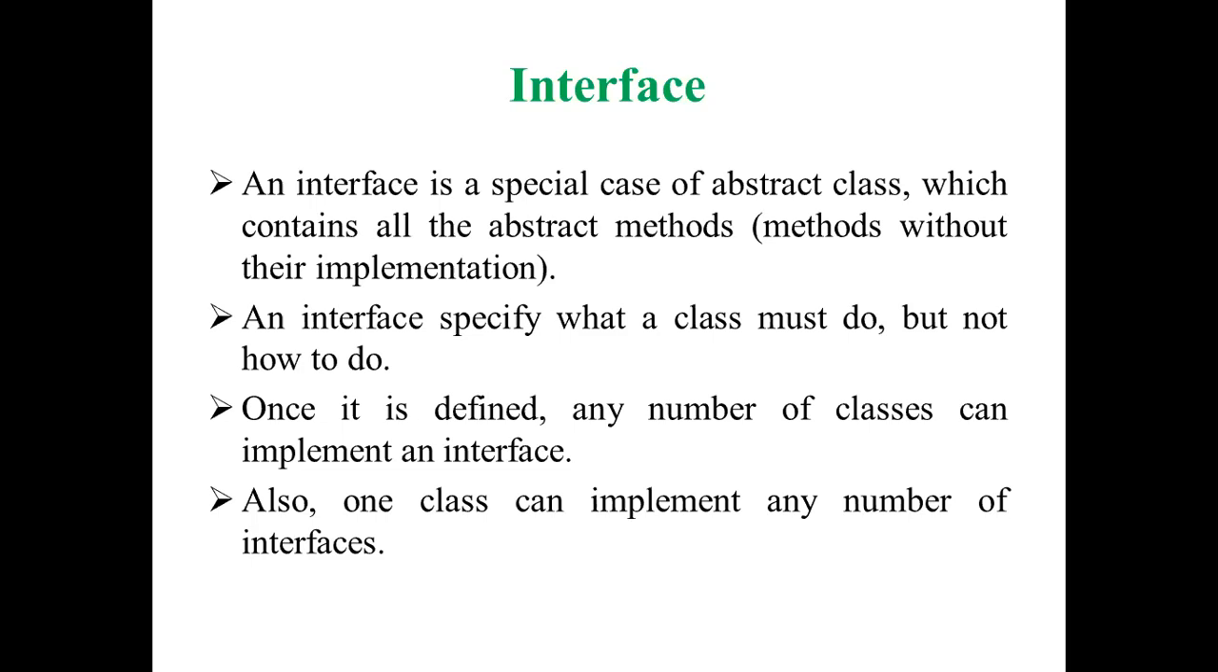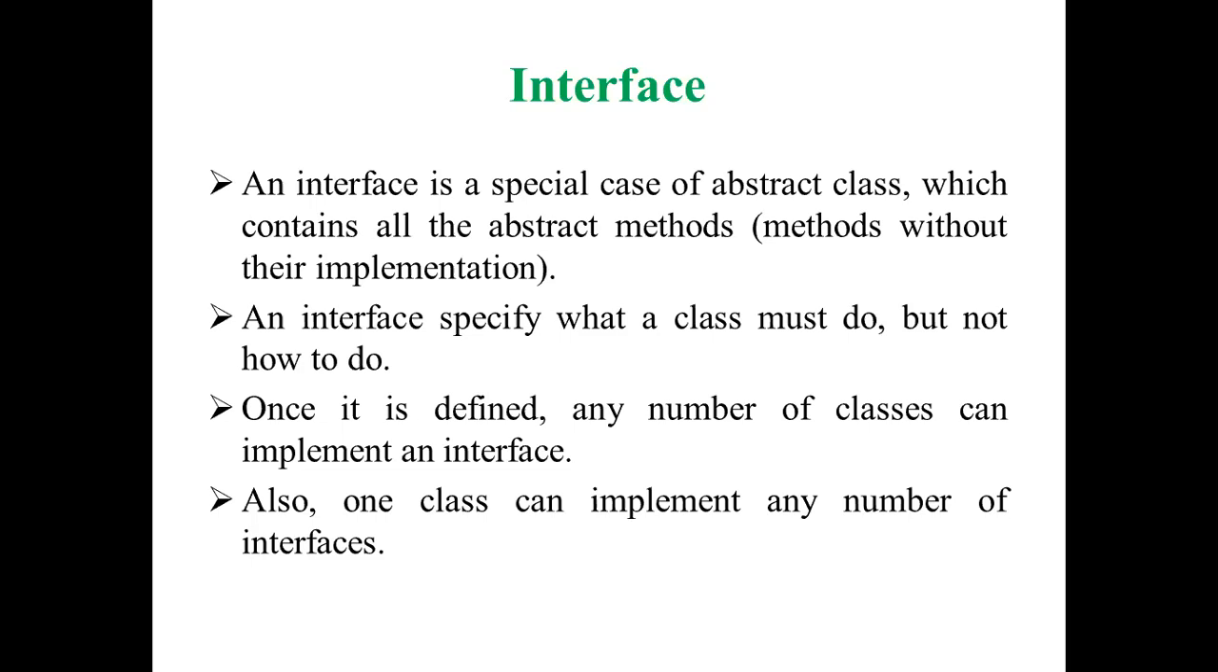So an interface contains all the methods as abstract, and an interface specifies what a class must do but not how to do it, because an interface only gives the method declaration but not the method implementation. Once it is defined, any number of classes can implement an interface. Suppose one interface has five methods and three variables; it is not restricted to only one class. A number of classes can implement that interface.